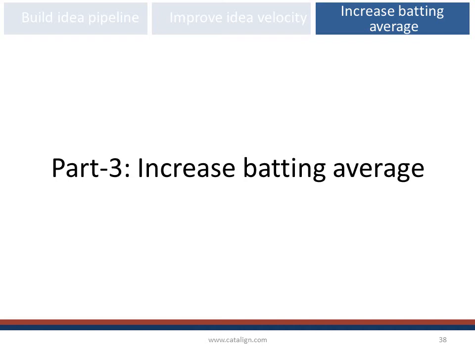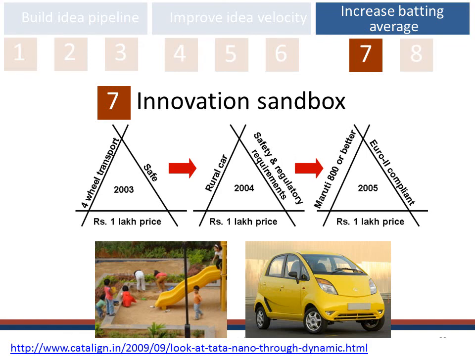Now let's move to part 3, which is increase batting average. One enabling element that we look at in step 7 is innovation sandbox. What's a sandbox? Just like kids who within the boundary of a sandbox can do a lot of experimentation, a sandbox starts with a few constraints where a huge number of experiments can happen. One example is Tata Nano, which started with 3 constraints: 4-wheel transport, safety, and 1 lakh price tag.